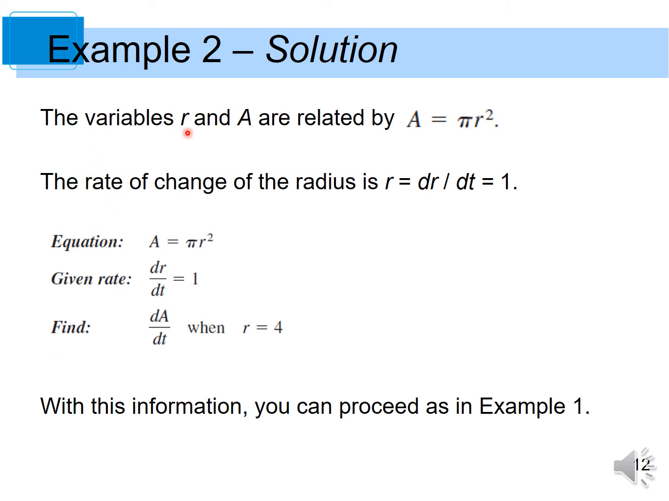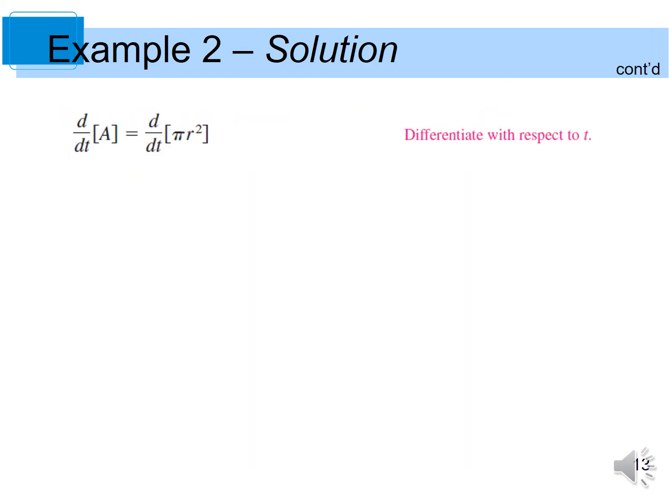The variables r and A are related by the area of the circle, A = πr². And also, based on the verbal statement, the rate of change of the radius dr/dt = 1. In the question, you are required to find dA/dt when r = 4. Look at the solution.